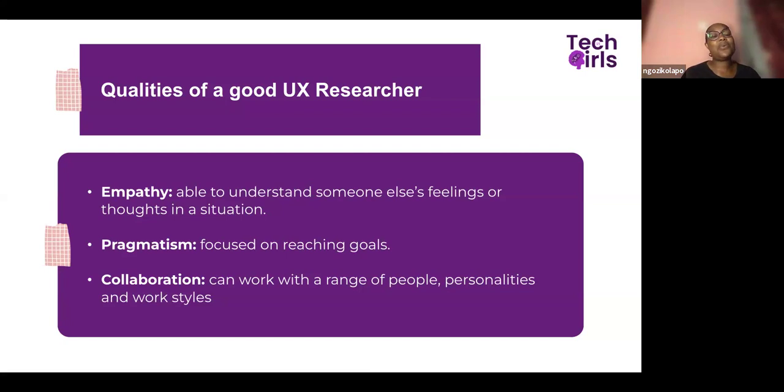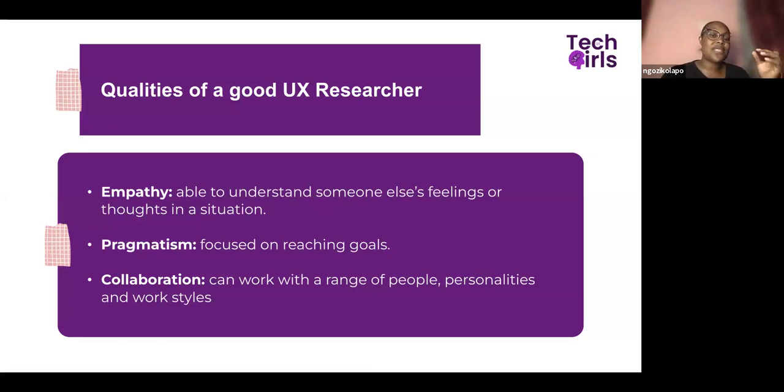Okay. So another quality is pragmatism, and that is being focused on reaching your goals. As a good user researcher, you are focused on reaching your goal. At the end of the day, this is what I want to achieve. I want to achieve less queue at the park, and people are comfortable and happy at the end of the day. Okay.